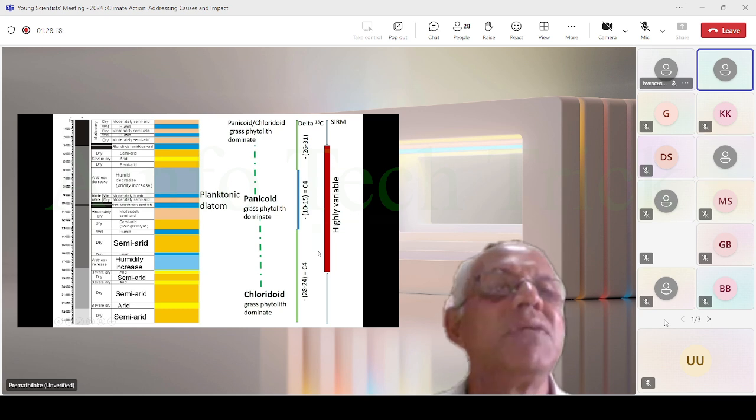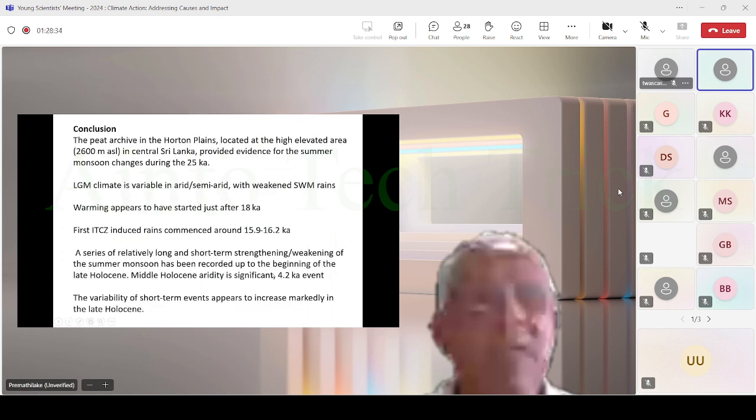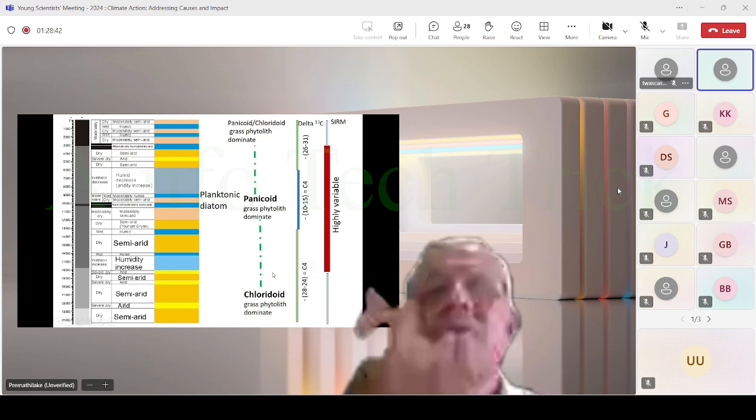Another parameter we use is the remnant magnetization, which is a magnetic property of minerals. It is highly variable in this red band area, which correlates with this, and is getting low. So then we come to the conclusion, and this sequence tells us something about the paleoclimate record like this.